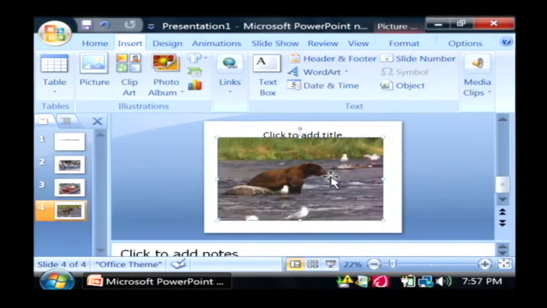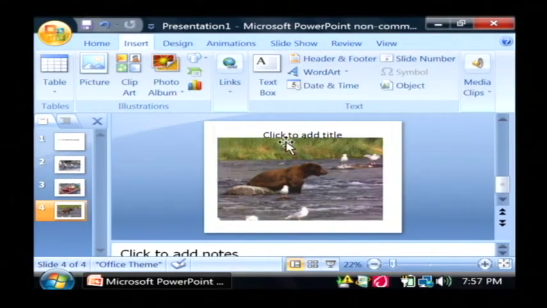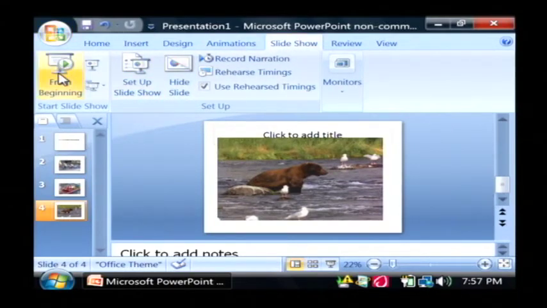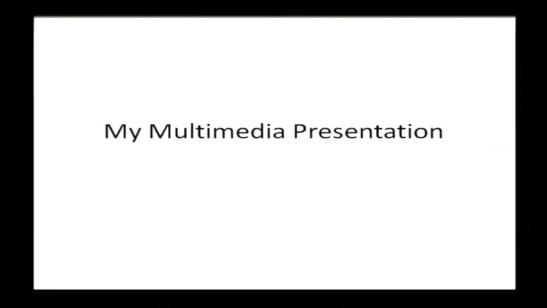Now let's run our multimedia slideshow. We can either press the F5 key or we can go to Slideshow at the top and click From Beginning. So here's my multimedia presentation. I'm going to press the right arrow key.